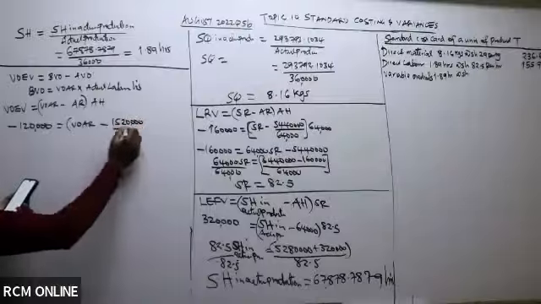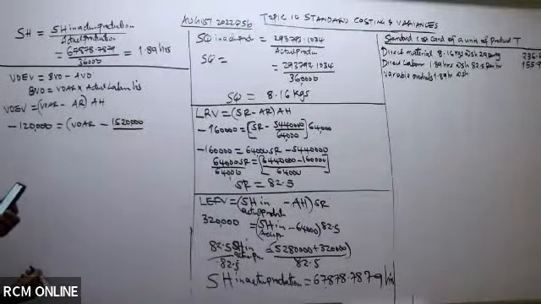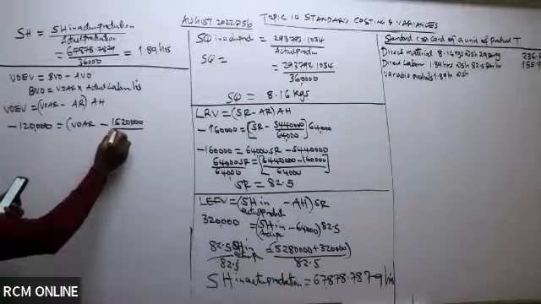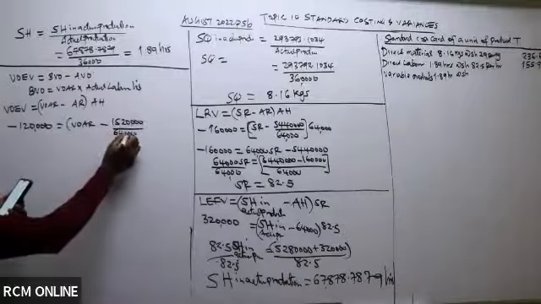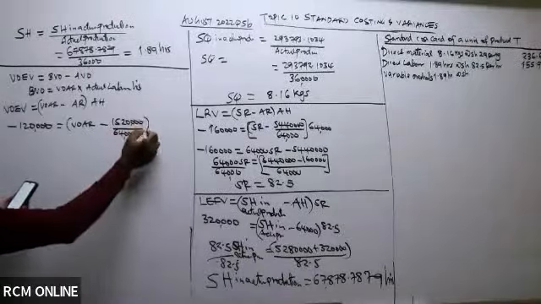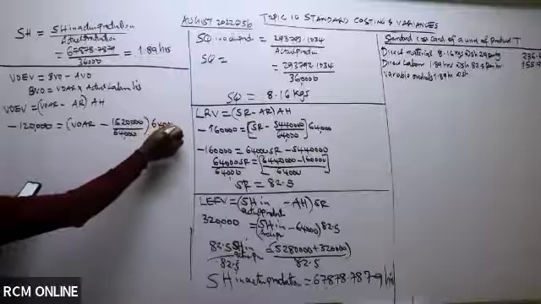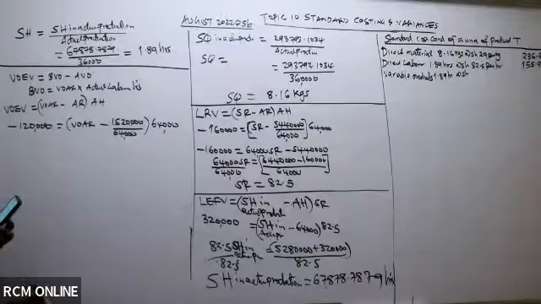1520,000 divided by actual hours. So do we have actual hours? 64,000. Then you multiply by 64,000. So what are we getting?